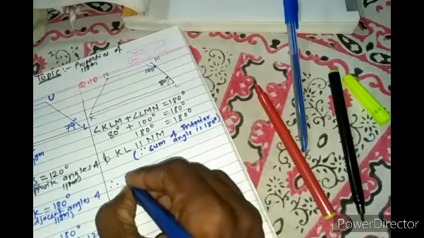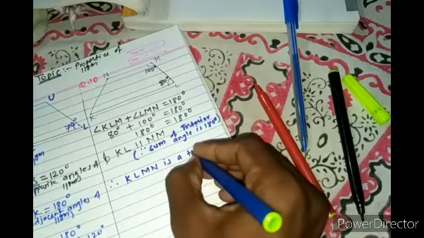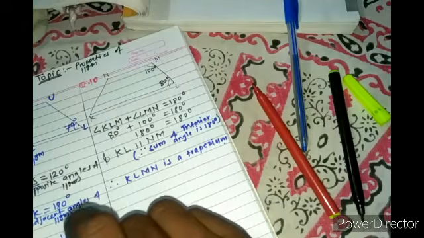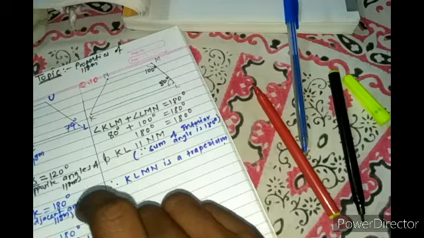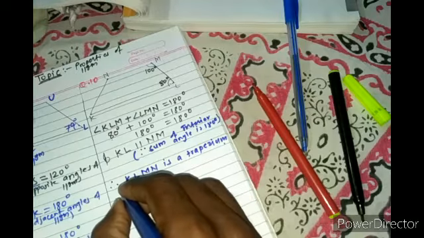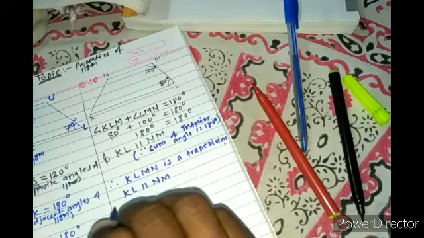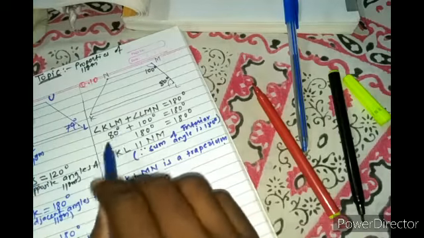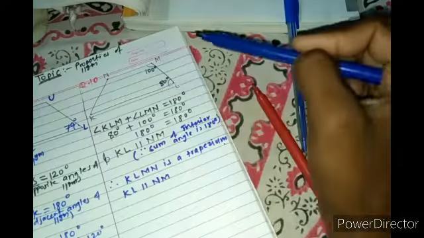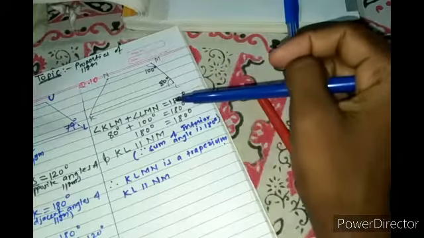Therefore KLMN is a trapezium, right? And which two sides are parallel? KL is parallel to NM. So for question number 10 I have explained why it is a trapezium, which two lines are parallel and why they are parallel, because the interior angle sum is 180 degrees. Okay.